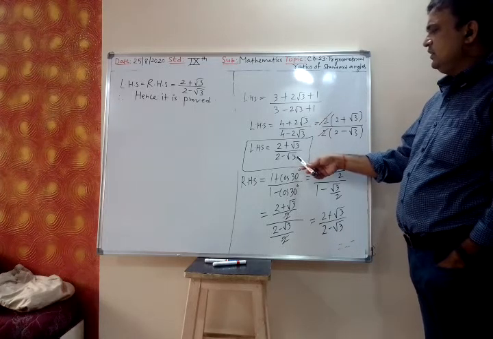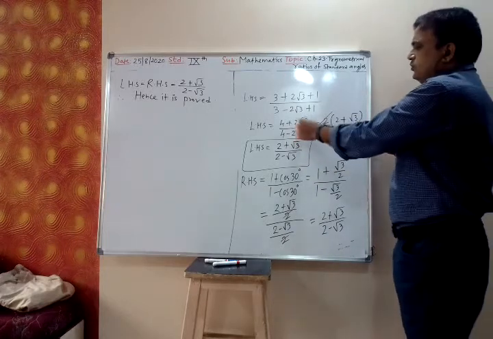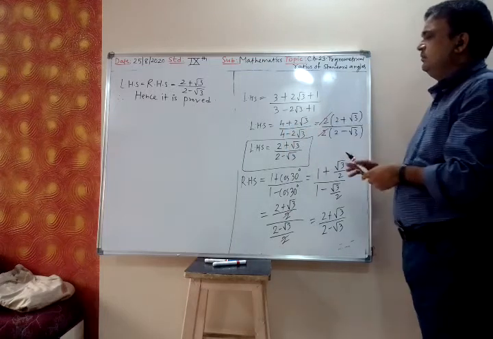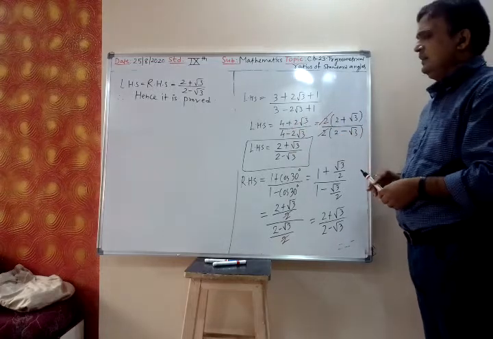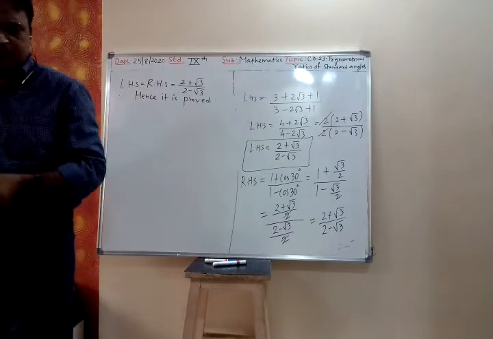No, how can you? 4 plus 2 root 3 upon 4 minus 2 root 3. You cannot cancel them, because this is 4 plus 2 root 3. There it is plus, there it is minus. If they are having the same sign, plus plus or minus minus, then only you can cancel.